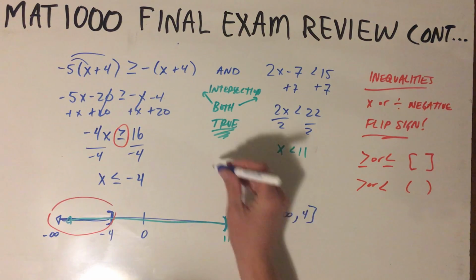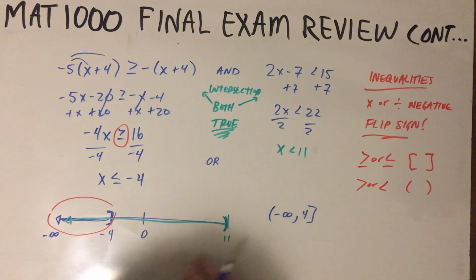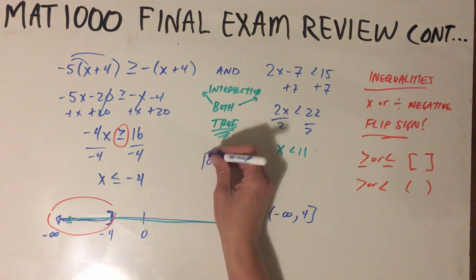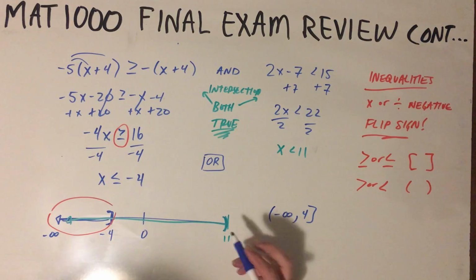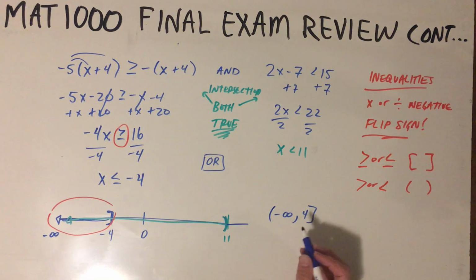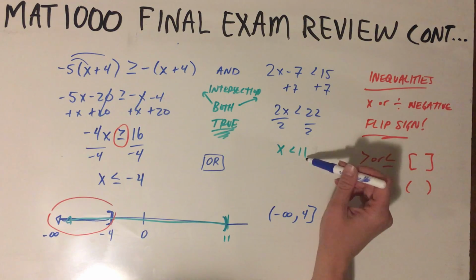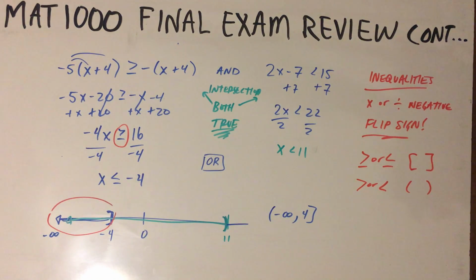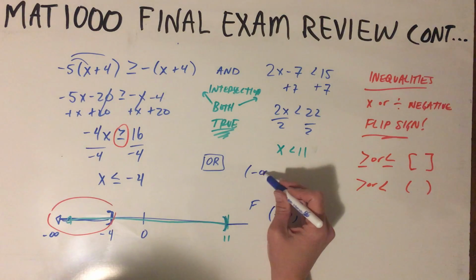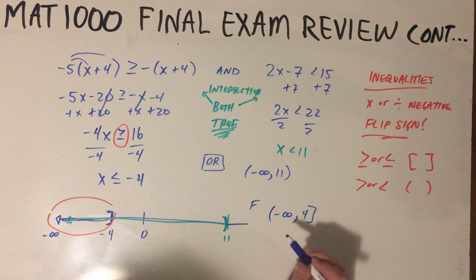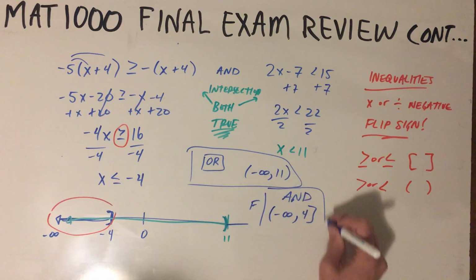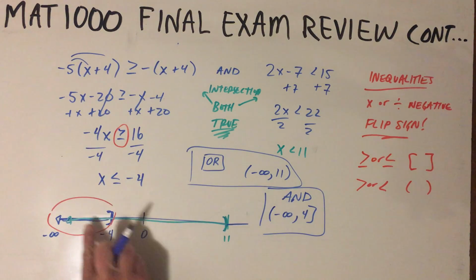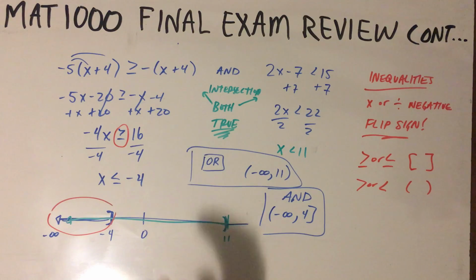Now that's if it said and, but what if it said or? If it said or, I would include these values here and these values here, but not the values on this side, over here. Because if I put in 12, 12 is not less than 11, that's false, and 12 is not less than negative 4, that's also false, so this is false here. So if I was looking for or, then I would be going from negative infinity to 11, but not including it. But when it says and, it's where they overlap, and that is only this area right here. It needs to be true for both.